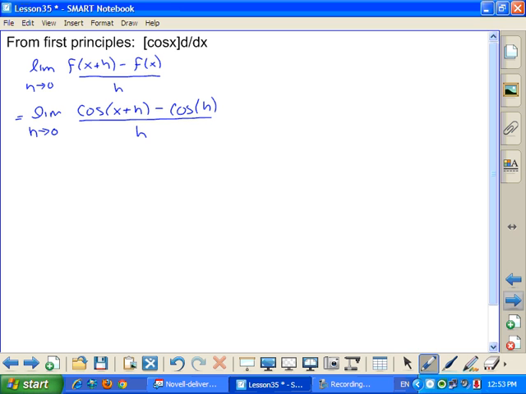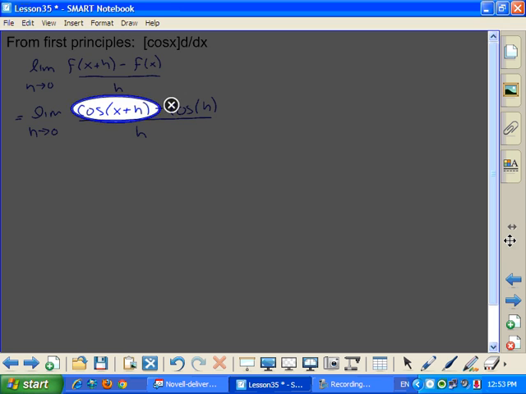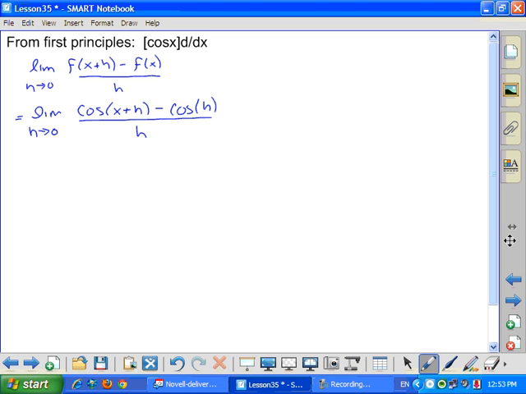Okay, so the trig identity we're looking at here is what is your cos of x plus h equal to. So we're going to use our addition formulas from the trigonometry unit in the functions from last semester. And that's going to become cos x cos h minus sine x sine h, minus cos x.